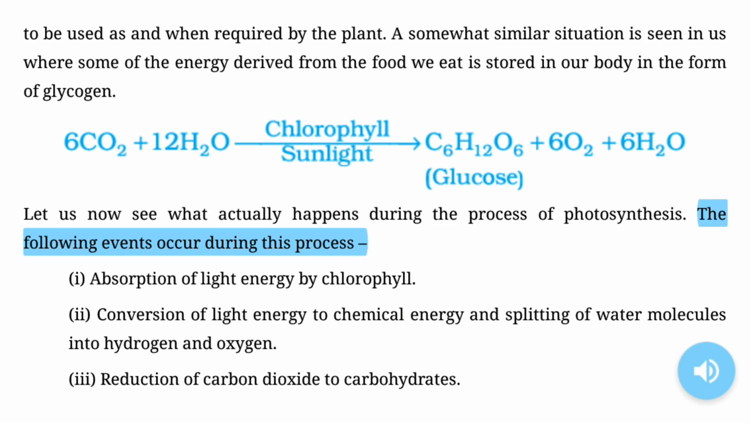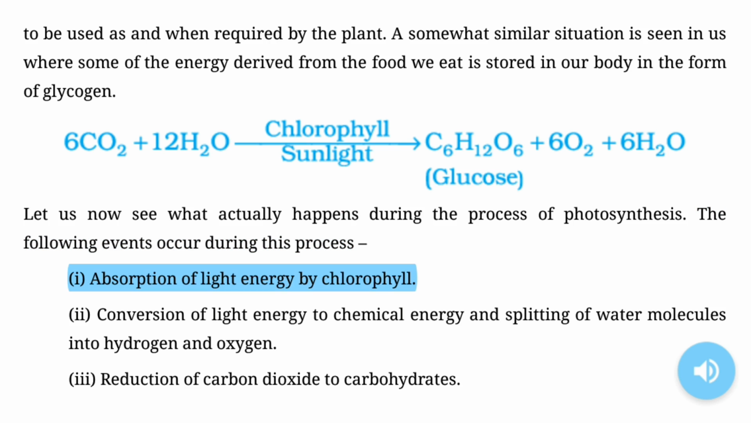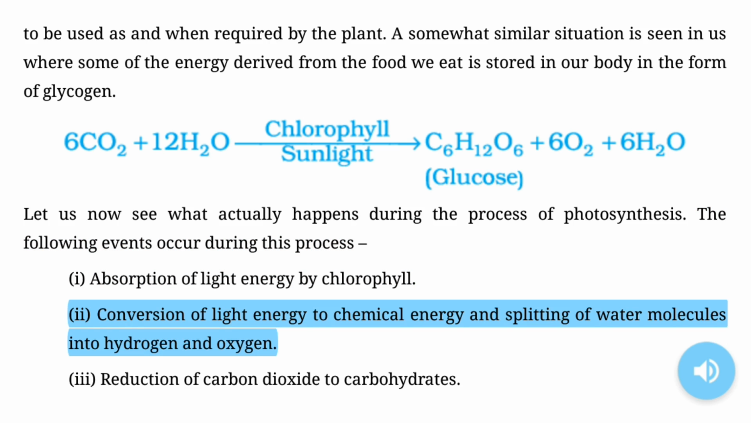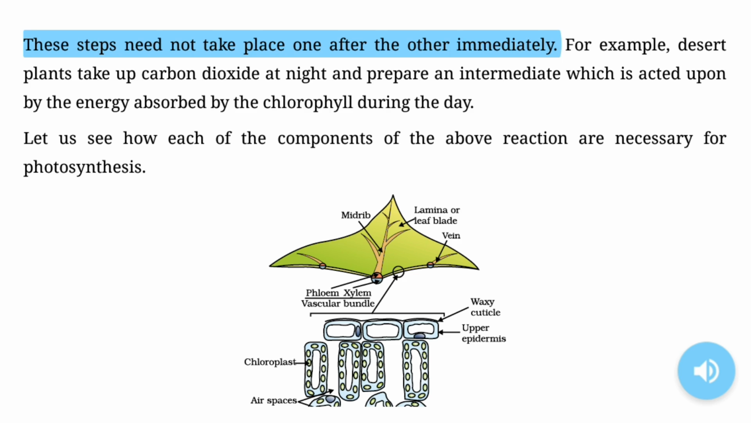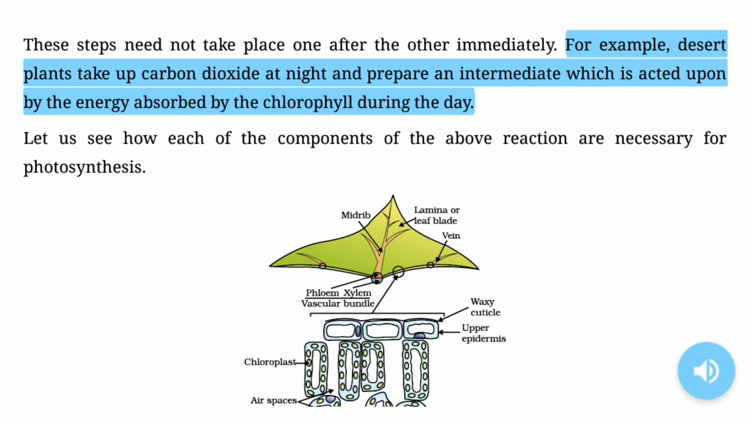The following events occur during this process. I. Absorption of light energy by chlorophyll. II. Conversion of light energy to chemical energy and splitting of water molecules into hydrogen and oxygen. III. Reduction of carbon dioxide to carbohydrates. These steps need not take place one after the other immediately. For example, desert plants take up carbon dioxide at night and prepare an intermediate which is acted upon by the energy absorbed by the chlorophyll during the day.